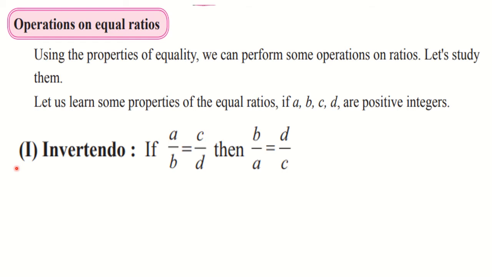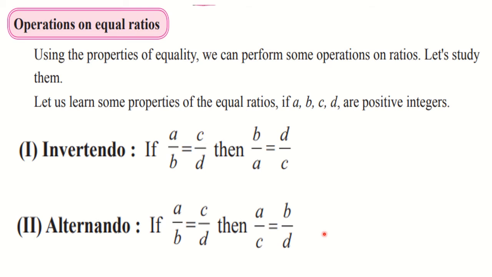So the very first property is invertendo. If A upon B is equal to C upon D, then B upon A is equal to D upon C. We are inverting each ratio. See, here 2 equal ratios we are taking. That is why the heading is what? Operations on the equal ratios. Also you can speak them or you can denote them as the properties of the equal ratios. Okay. So, 2 equal ratios, so we can invert them. So, the property is called invertendo. A upon B is equal to C upon D, then B upon A is same as D upon C.